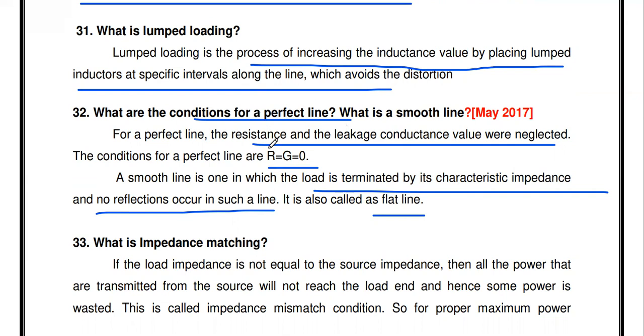Perfect line means a line without loss. The resistance R and G value 0 means it is called a perfect line.